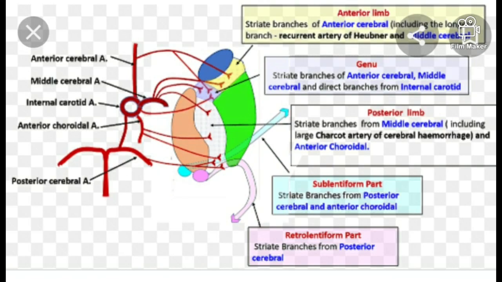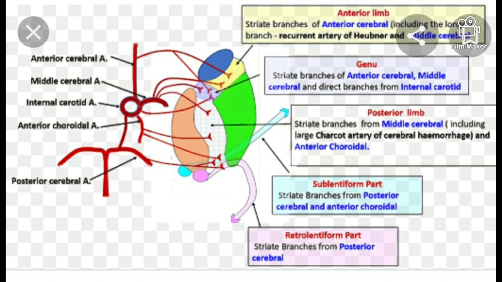Blood supply of the internal capsule. The major blood supply is by the internal carotid artery and its branches. The three branches of the internal carotid artery are the anterior cerebral artery, middle cerebral artery as well as the posterior cerebral artery. The anterior cerebral artery and its recurrent branches supply the anterior limb. The genu is supplied by the anterior cerebral artery and the middle cerebral artery, and a branch from the middle cerebral artery, that is the choroidal artery.